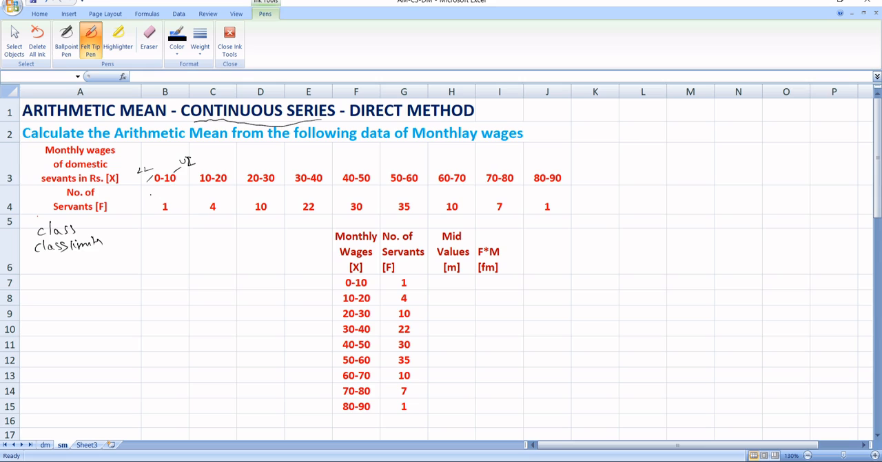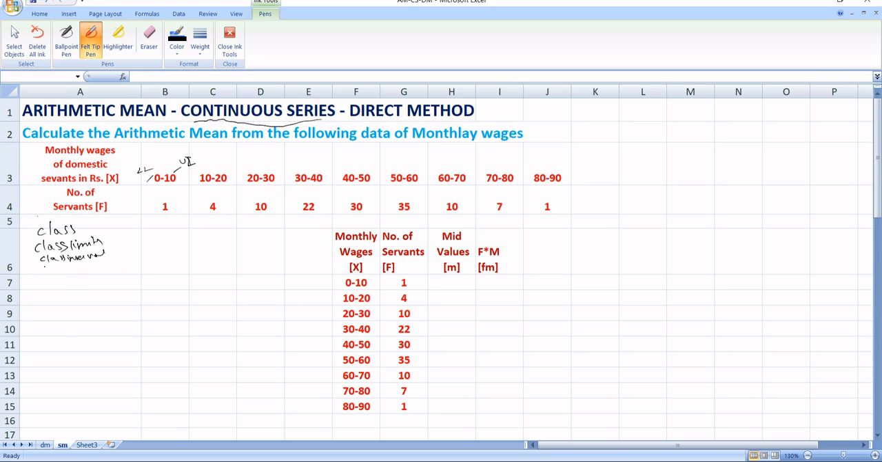And next, class interval. What do you mean by class interval? That is the difference between upper limit and lower limit. So the difference here is 10. 0 to 10, the difference is 10, 10 to 20 is 10, 20 to 30 is 10, 30 to 40 is 10. That is the class interval.